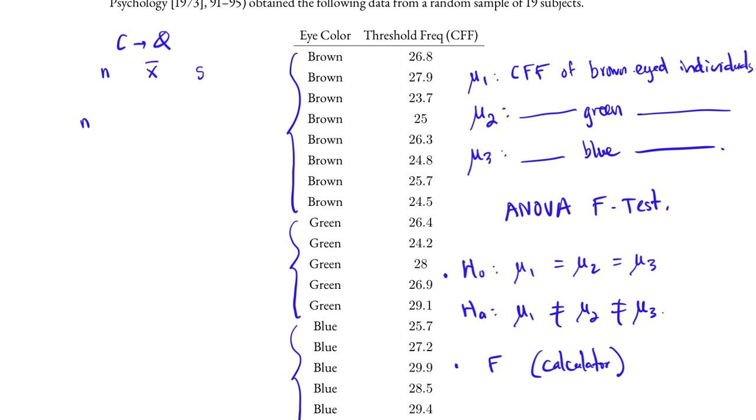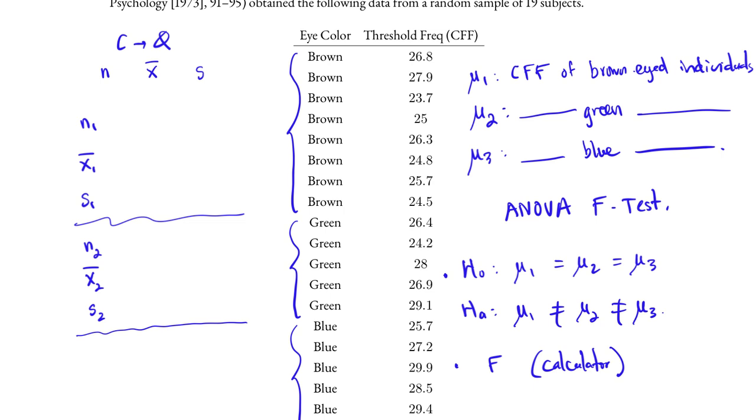That is, we need to know the sample size for brown eye color, we need to know the average CFF for brown eye color, and we need to know the standard deviation for brown eye color. Similarly, we need to know n sub 2, x sub 2 bar, and s sub 2. These are the sample size, the average CFF, and the standard deviation for green eye color.